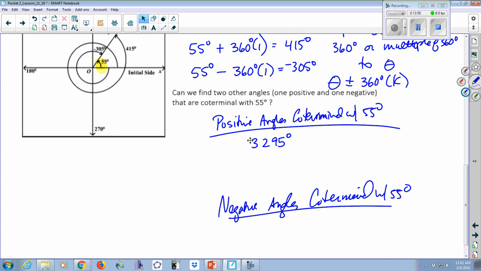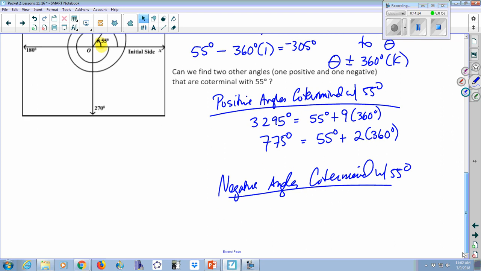3,295 degrees, and that's equal to 55 degrees plus how many multiples of 360? 9 multiples of 360 degrees. Okay. One more. 775 degrees. And how many multiples of 360 was that? 2. Okay. How about some negative angles that are coterminal?